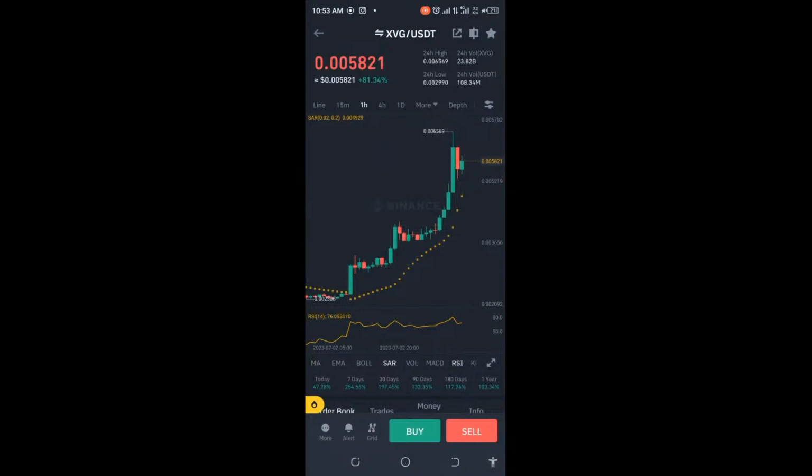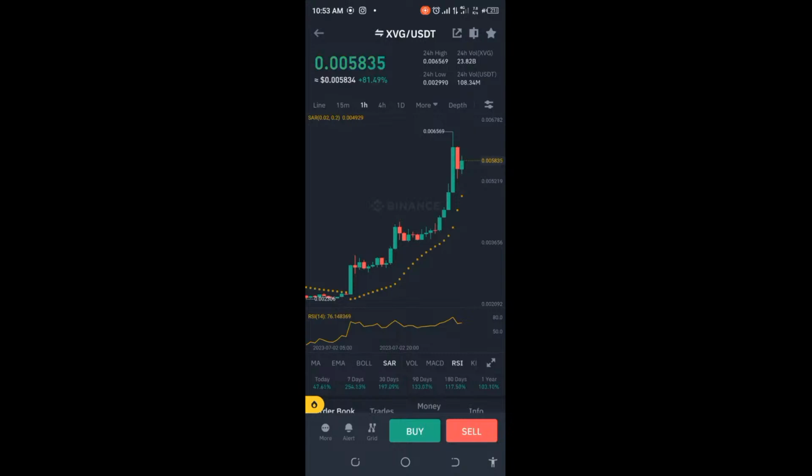When I tell you about patience, patience is key. Some trades could take like 30 minutes. Some could take like 9 days or even 10 days. Some could take hours, like 5 hours, 6 hours. So you cannot really tell how long it's going to take.